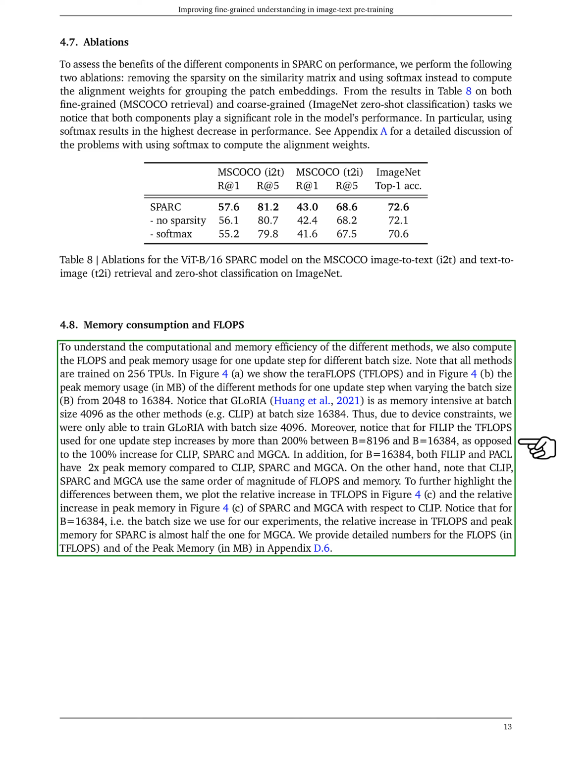However, CLIP, Spark, and MGCA use the same order of magnitude of flops and memory. For batch size 16384, the relative increase in TFLOPS and peak memory for Spark was almost half that for MGCA.